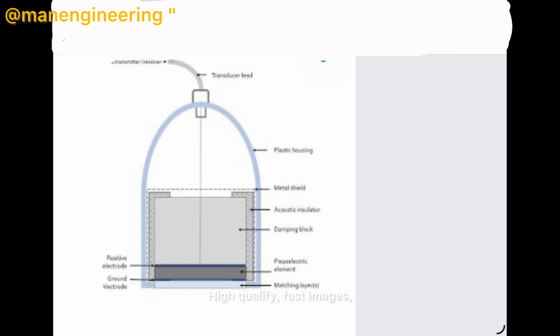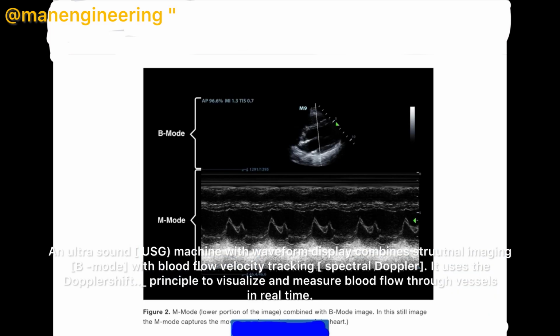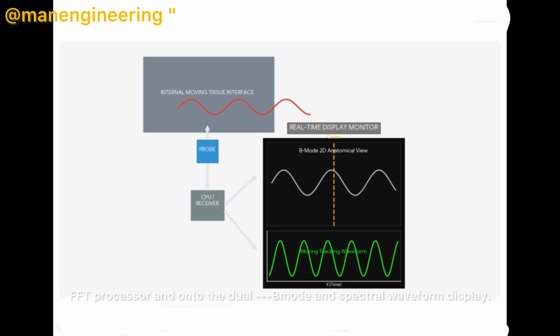High quality, fast images. An ultrasound USG machine with waveform display combines structural imaging, B mode, with blood flow velocity tracking, spectral Doppler. It uses the Doppler shift principle to visualize and measure blood flow through vessels in real time. Doppler ultrasound system showing the signal path from the transducers through the beam former, transmitter, receiver, wall filter, FFT processor, and onto the dual B mode and spectral waveform display.